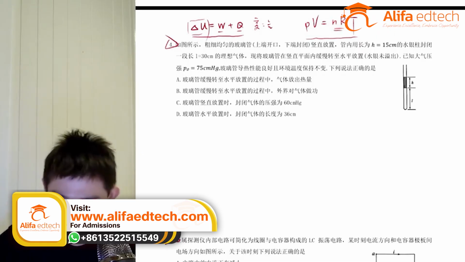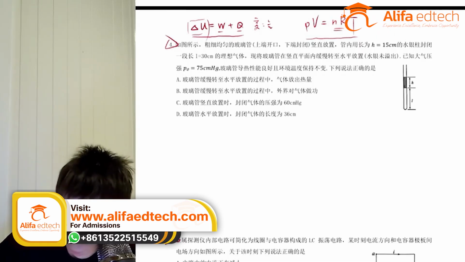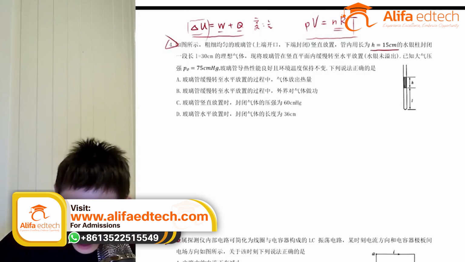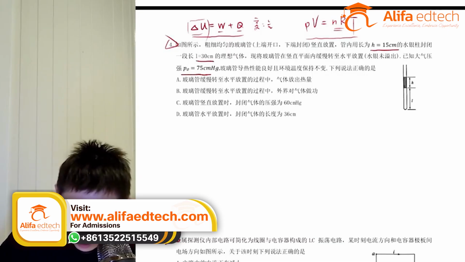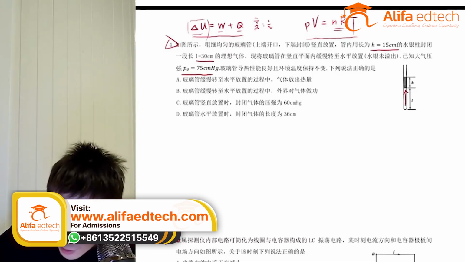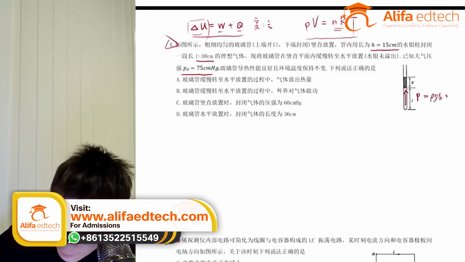Now let's take a look at what this question is asking. Inside the tube, a column of mercury with a length h equals 15 centimeters is used to seal off a section of ideal gas that is 30 centimeters long. The external atmospheric pressure is 75 centimeters of mercury. So, for this problem, the internal pressure P should be equal to the pressure from the liquid column, which is rho g h, and then you add the external atmospheric pressure P0.